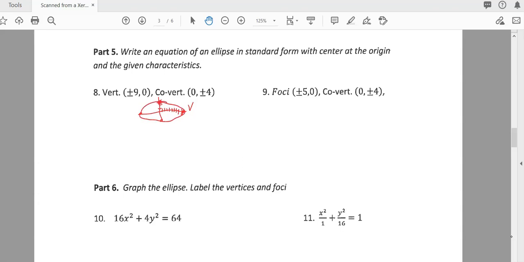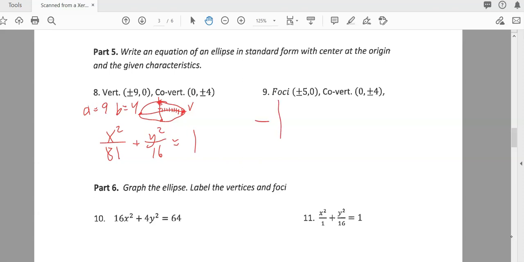So my a value, if you look at the formulas, is going to be 9. My b value is going to be 4. So it is horizontal, so a squared is beneath x squared. So it's going to be x squared over a squared, which is 81, plus y squared over b squared, which is 16, equals 1.